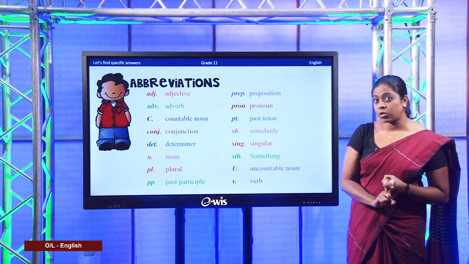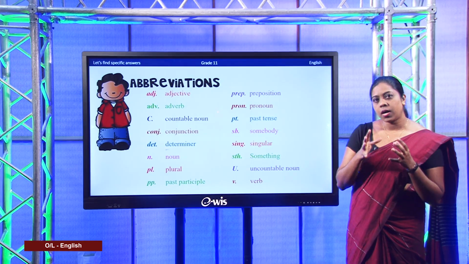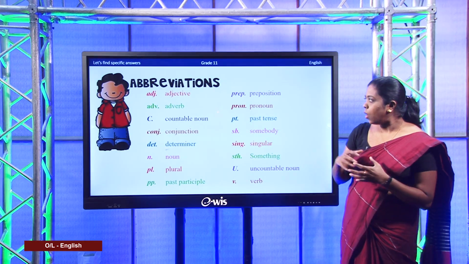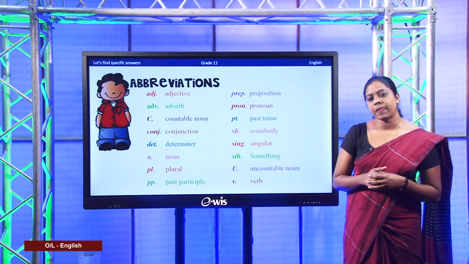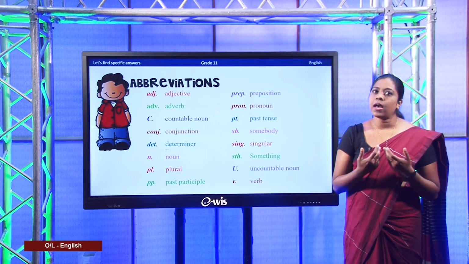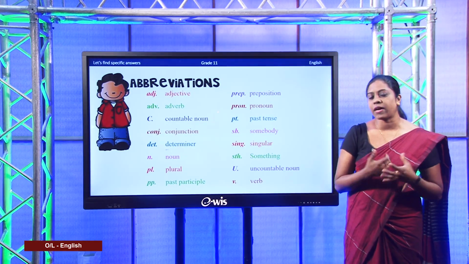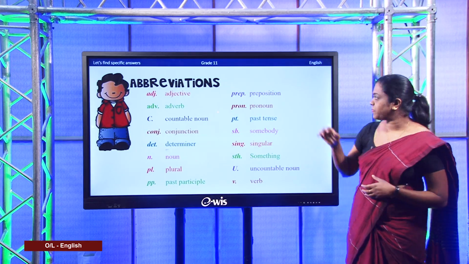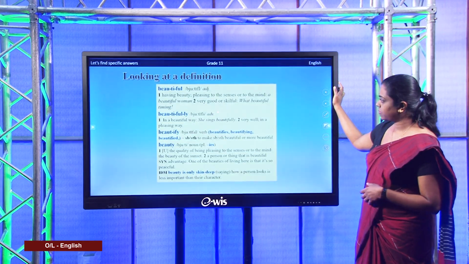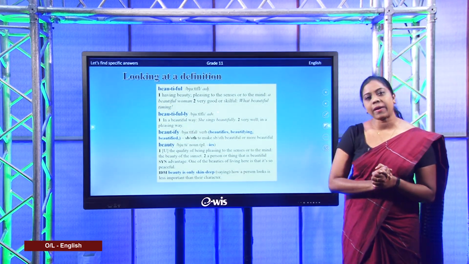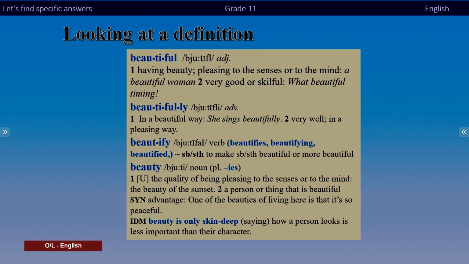Before going back to the questions, let me show you a dictionary page and see how you can actually see these abbreviations and how to derive the meaning of the given word. Right, so this is a page I have taken from a dictionary, and here you can see a word in different forms of the same word, right? You can see the word beautiful, beautifully, beautify, beauty, and so on.